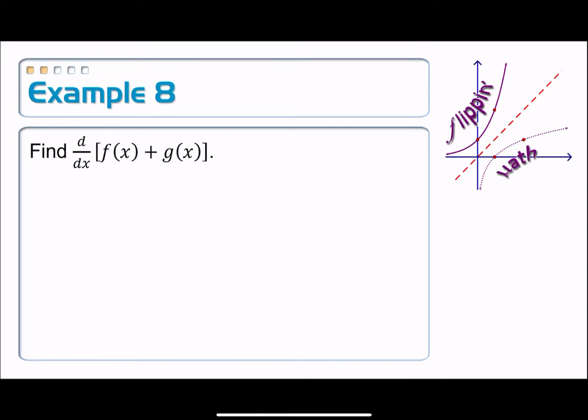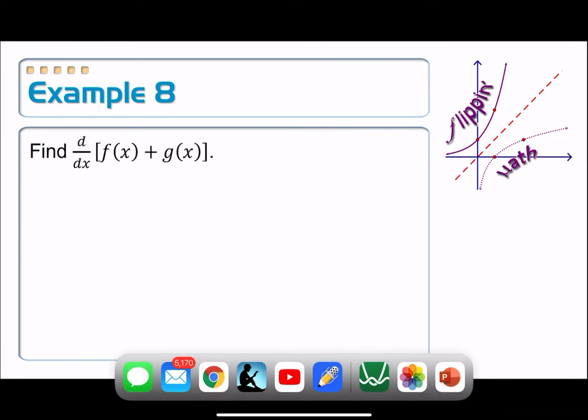On example 8, we want to find the derivative with respect to x of f of x plus g of x. This is a sum of two functions. So if we're adding two functions and we're taking the derivative, what do you guess? Just try to take a guess. Anticipate what you think the derivative is going to be, and let's see if we can figure out if that's actually true using the limit definition.